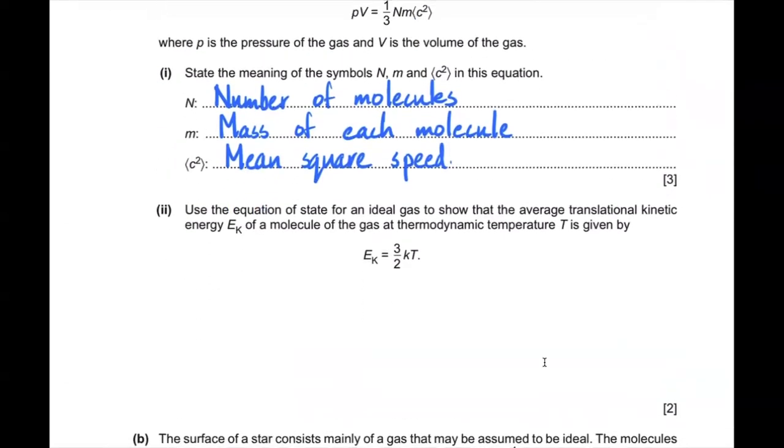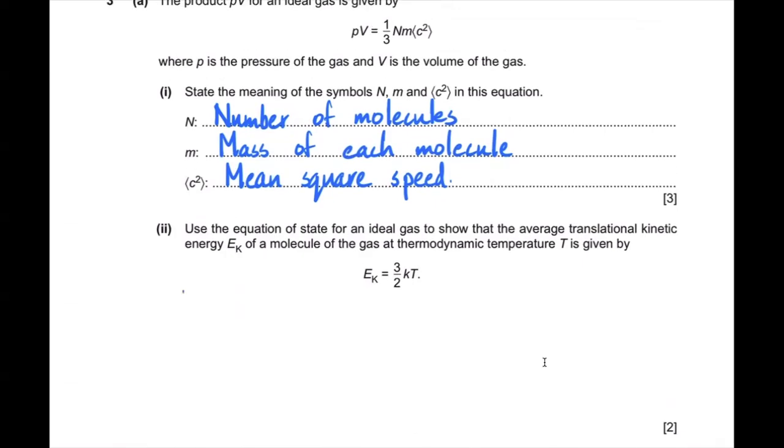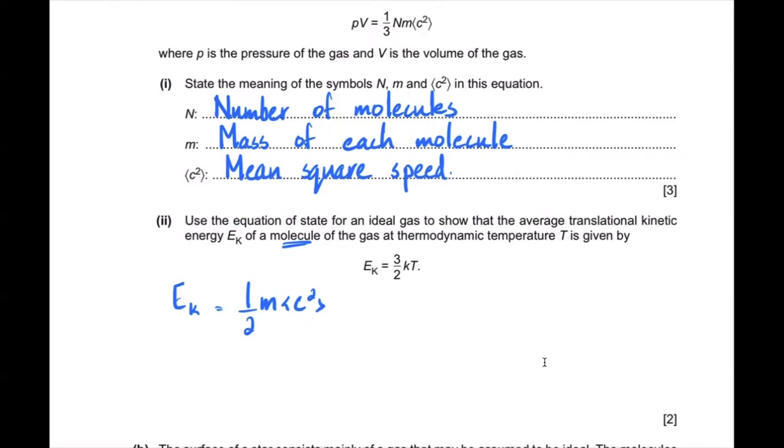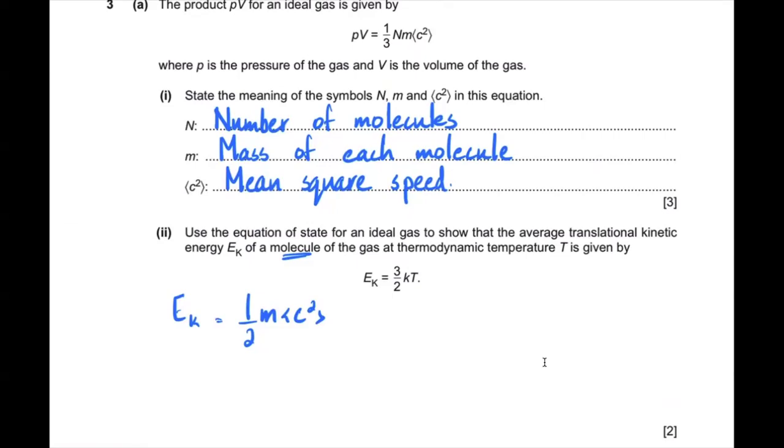Use the equation of state for an ideal gas to show that the average translational kinetic energy is given by this. This is an easy derivation. We've done this time and again. So EK is basically half mv square or half mc square, talking about one molecule, right? So I already have mc square here. So this goes there, this comes here. So you can rewrite this as 3pv over n equals mc square, right?